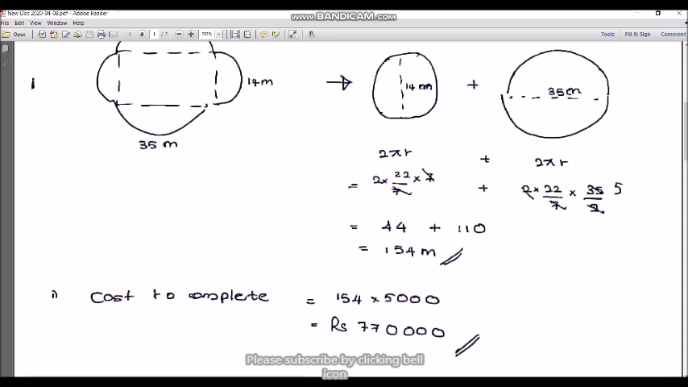There's another additional question they have asked. To cover this area, for 1 meter it costs 5,000 rupees. So how much will it cost for the whole shape? So we have to calculate 154 by 5,000, and we can get the value easily.